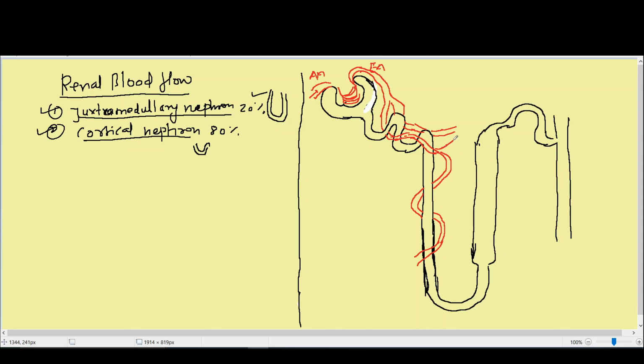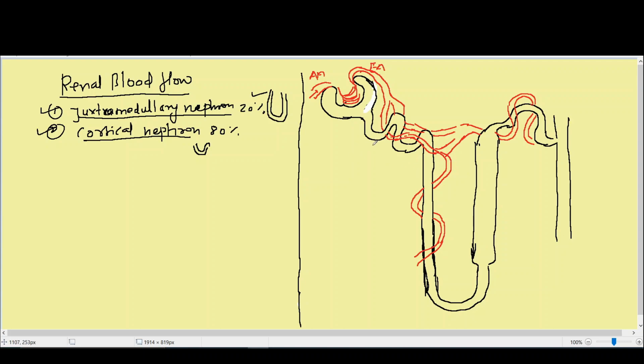These two capillaries then combine here, and by combining they form a single capillary which moves around the DCT, okay. So you can see that we have a bundle of capillaries known as the glomerulus, then we have the peritubular capillaries, and here at the center is the vasa recta.